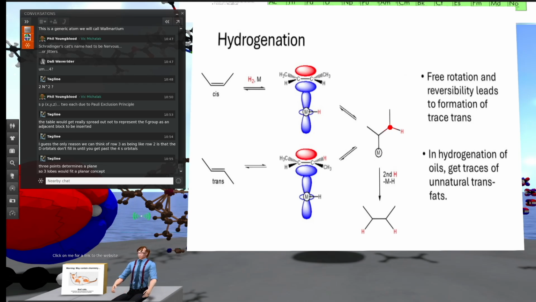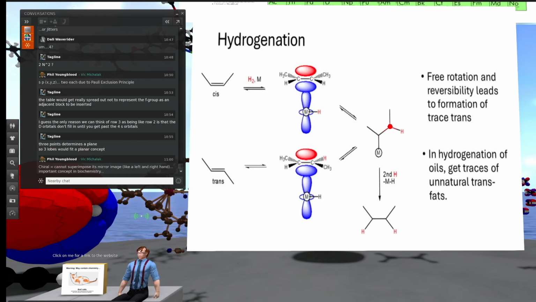Now, that process is reversible, and notice how there's no double bond anymore. We have free rotation around these bonds, so the combination of the free rotation around the bond and the fact that the hydrogen can come back off means it doesn't have to be the same hydrogen coming off. It can be the other one. That would lead to some of the trans isomer.